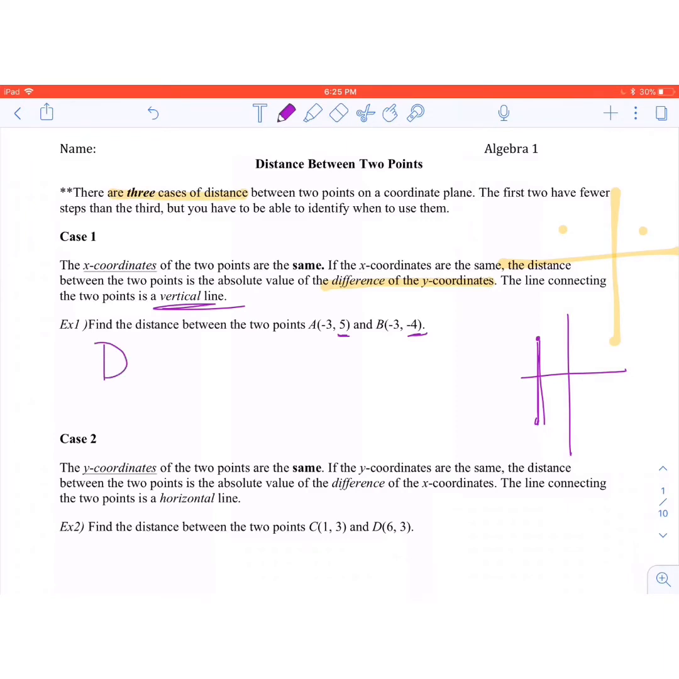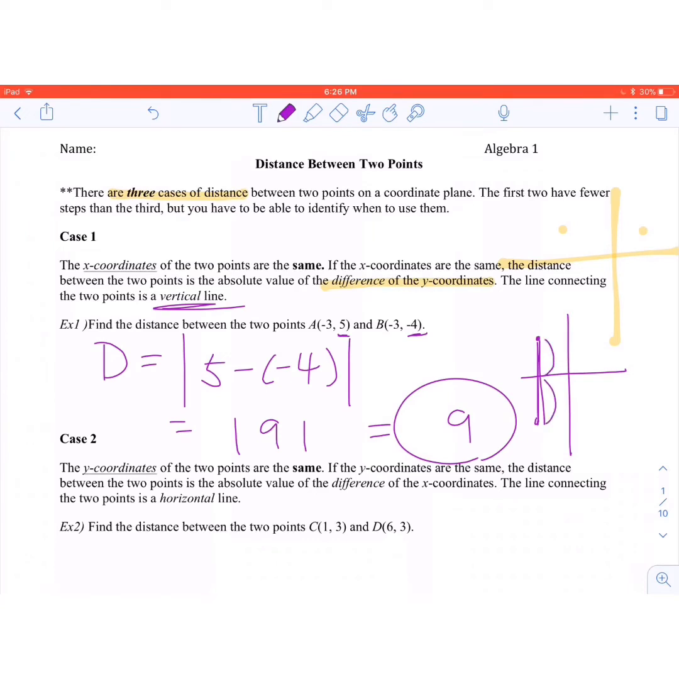So the distance here is going to be the absolute value of 5 minus -4, which is the absolute value of 9. So the distance between the 2 points is going to be 9 units. So think about it. If this much is 5 and this much is 4, it makes sense that it is going to be 9, right?